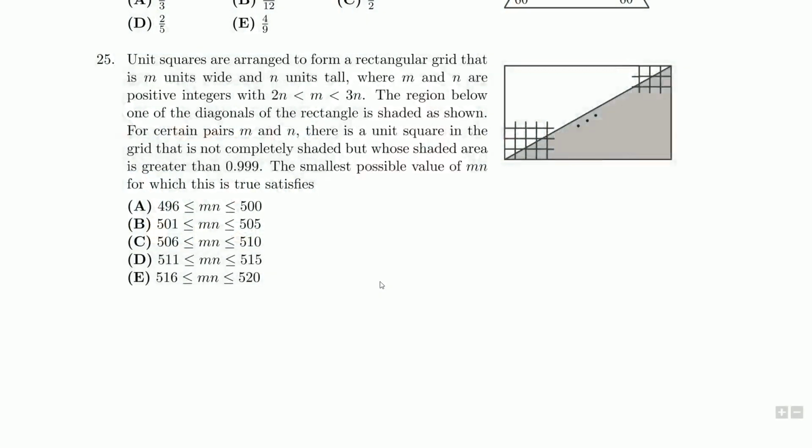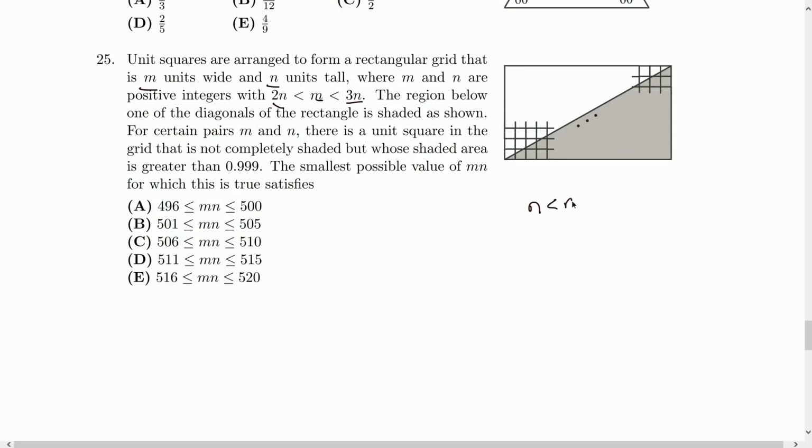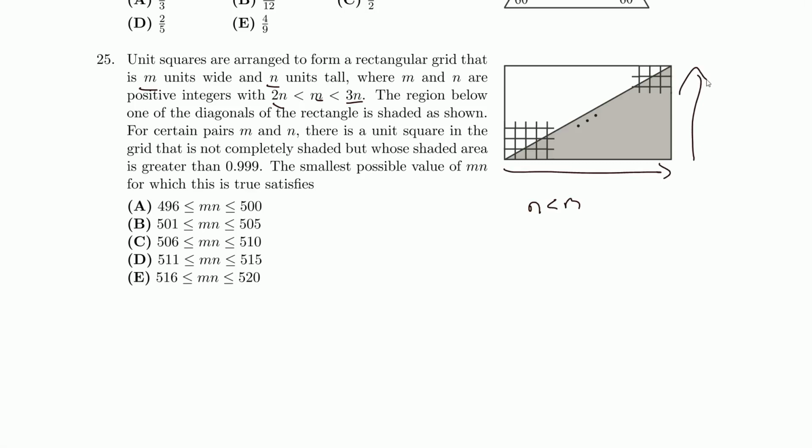Okay, so unit squares are arranged to form a rectangular grid that is m units wide and n units tall, where m and n are positive integers, and 2n is less than m is less than 3n. So immediately I can see n is less than m. It's far wider than it is high. Not a whole lot else I can say from there, but I do know it's wider than it is high. Okay. And I'm just going off the picture.